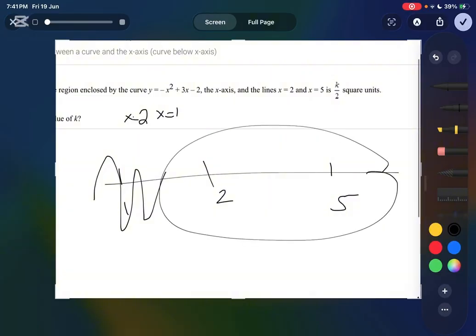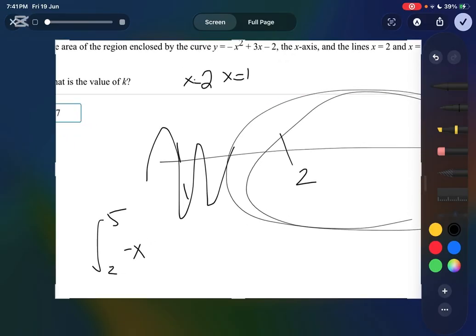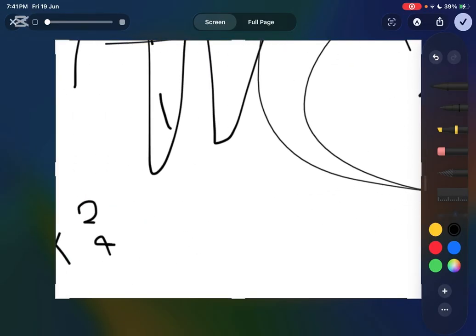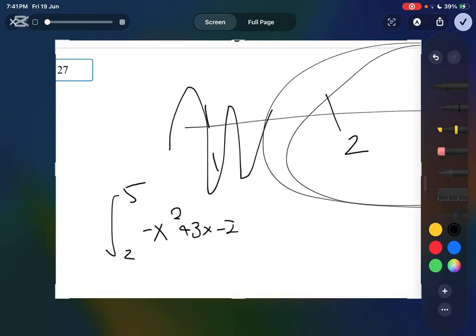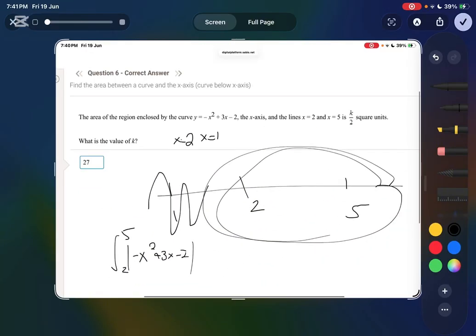If it was between them, we would take it. So we just do the integral from 2 to 5 of the equation, minus x squared plus 3x minus 2. You get 27 over 2, and don't forget absolute value, so 27 over 2.